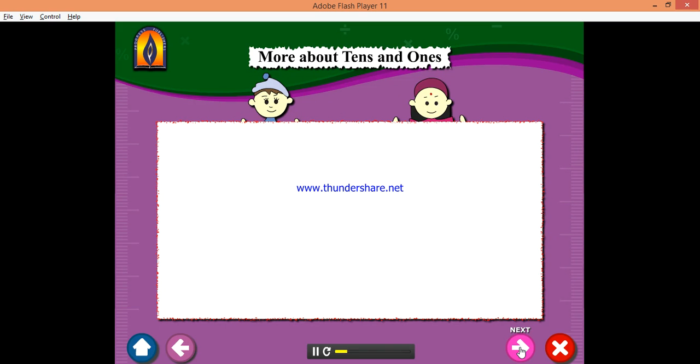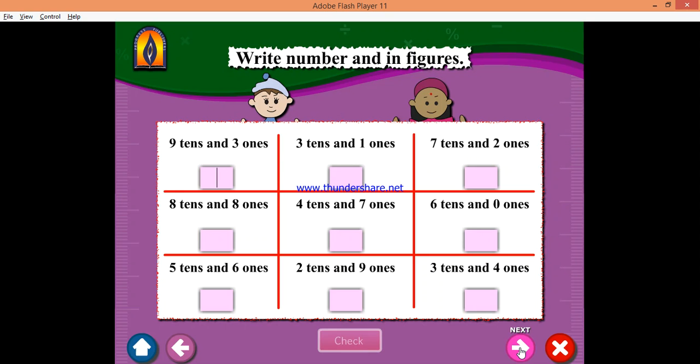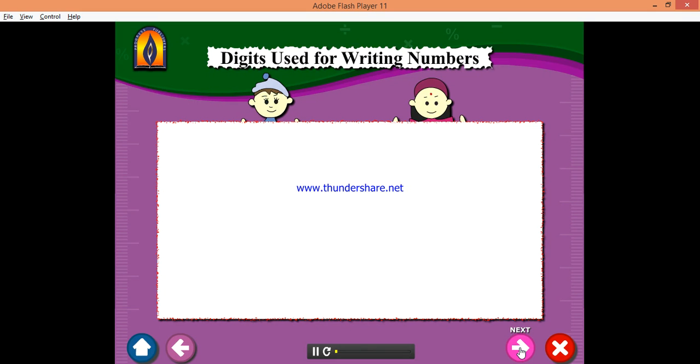More about tens and ones. Tens, ones. Five tens and seven ones, 57. Write digits used for writing numbers. For writing numbers, we use 10 digits. 0, 1, 2, 3, 4, 5, 6, 7, 8, and 9.